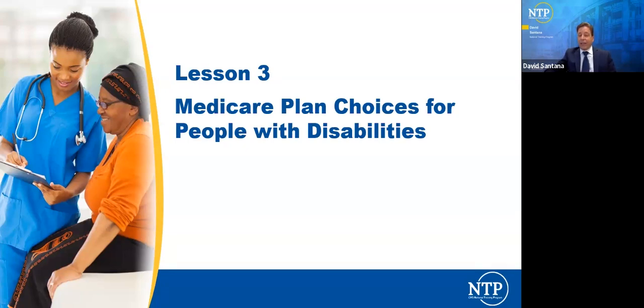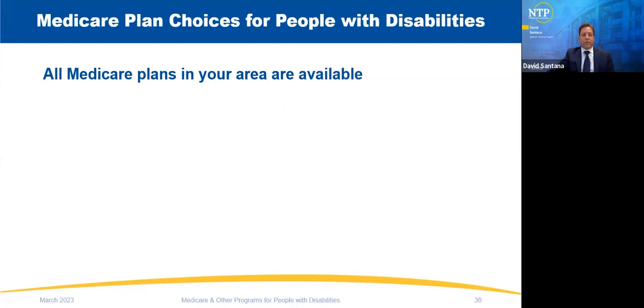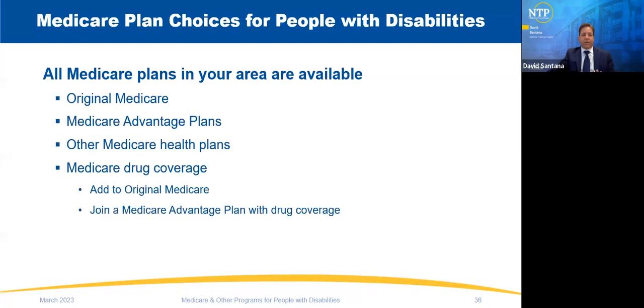As I mentioned in the beginning, individuals, when they become eligible for Medicare because of disability or because they have end-stage renal disease, also have choices in terms of how they get their Medicare coverage. I'm going to skip this slide and go right into the choices that folks have. So, for example, of course, when they enroll in Medicare, they have a choice to stay in original Medicare.